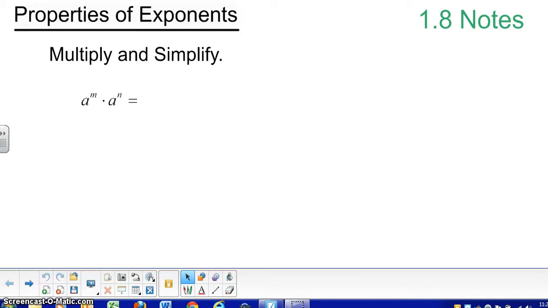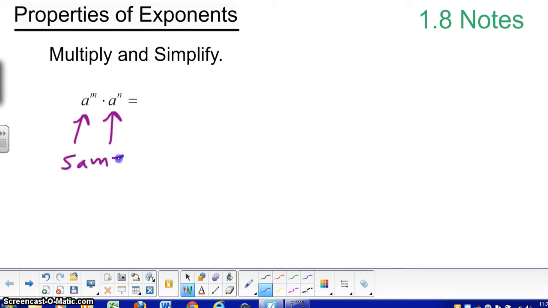All right, today we're doing 1.8 notes, properties of exponents. There are two basic concepts you're going to have to know: how to multiply and how to divide. First, with multiplication, notice that A is exactly the same base. You can only do these rules when you have the same base. Okay, and we'll do some examples also.